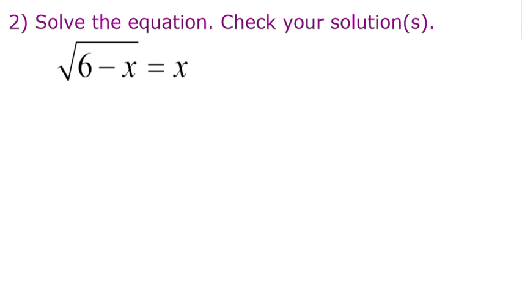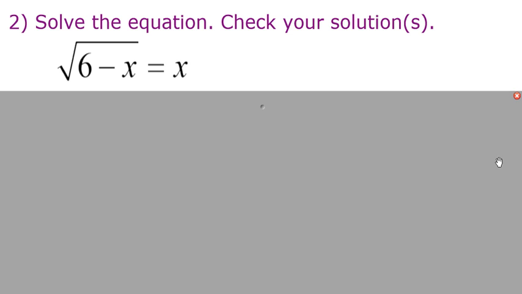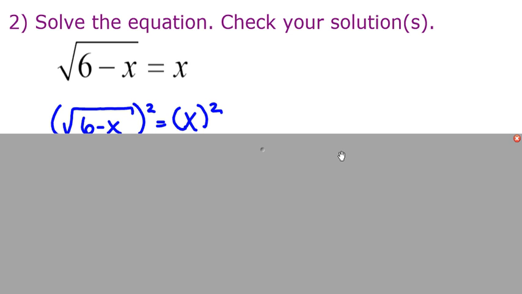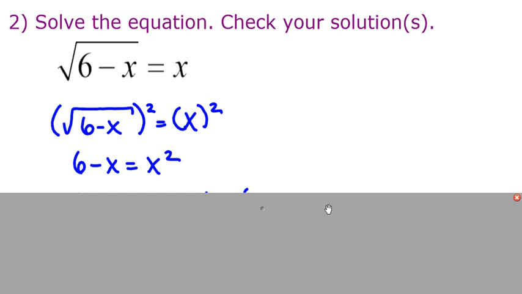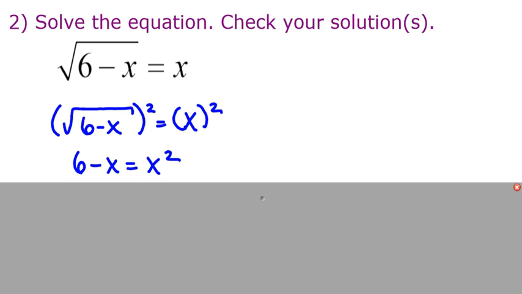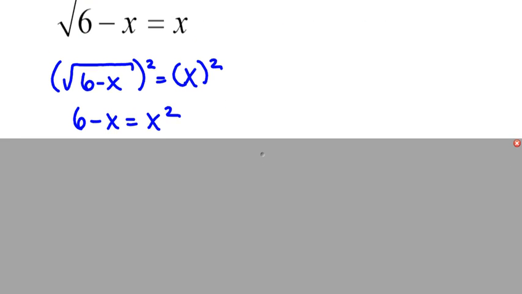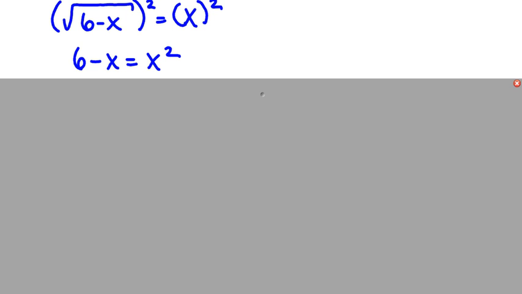So let's try another one. Here we want to solve our equation. We have the square root of the quantity 6 minus x equals x. Again, taking a look at the equation, we can see we have a radical alone on one side, and we want to undo that. So again, to undo a square root, we're going to square each side of the equation. Therefore, we have 6 minus x equals x squared. Now, because we have the x squared, that's making this a quadratic equation, and we know all quadratic equations have to equal 0 before we can solve them.